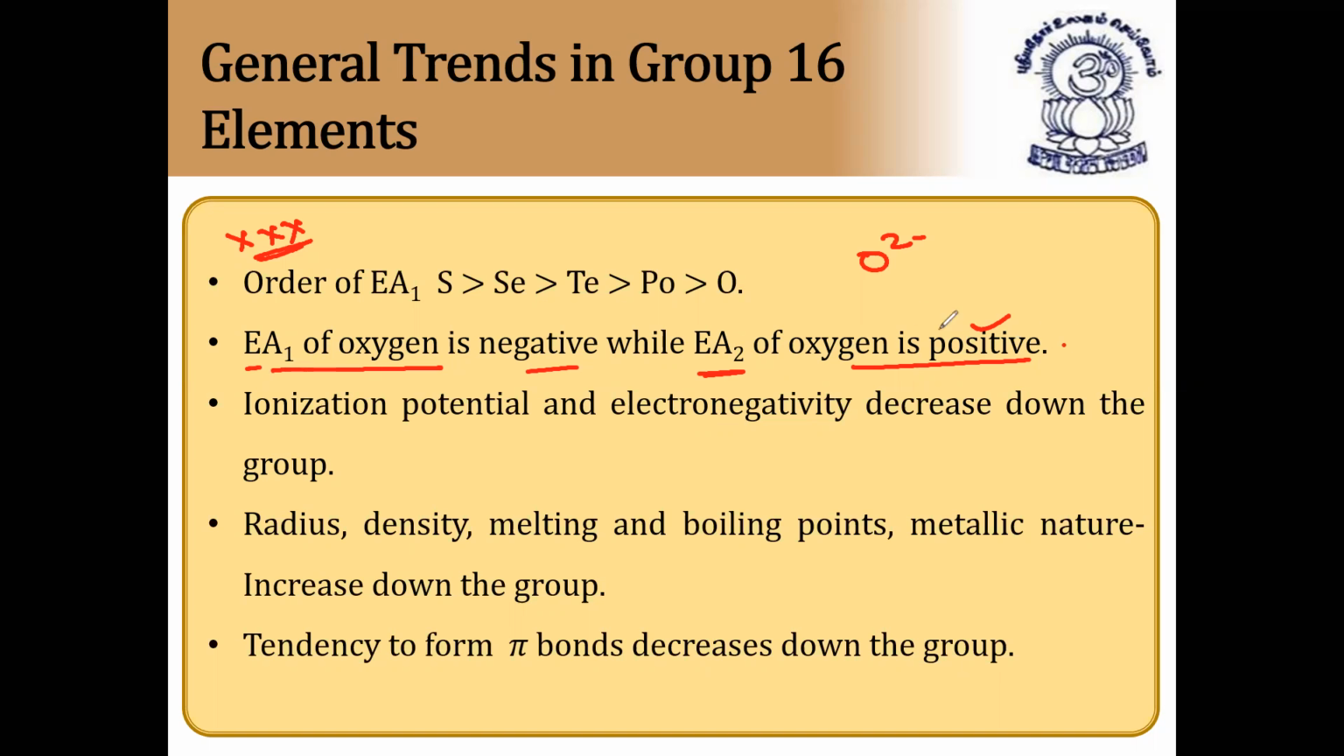Very, very important point. Electron affinity means the amount of energy released during the gaining of electrons by a neutral gas atom. That is called electron affinity. Electron gain enthalpy, both are the same. When oxygen gains 1 electron, it is electron affinity 1. When oxygen gains a second electron, it is called electron affinity 2.